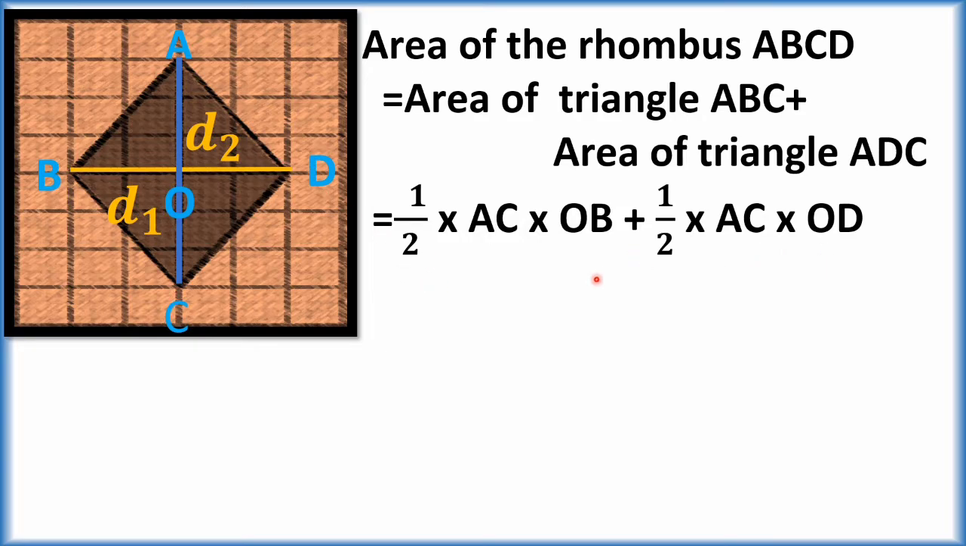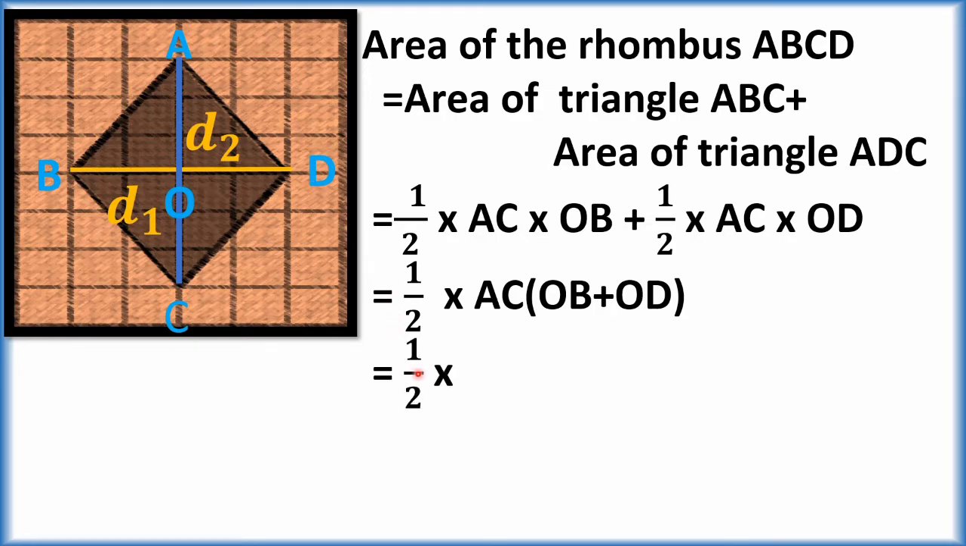See these two terms. Half into AC is common in both the terms. So let us take it outside. OB plus OD. See the diagram. What is OB plus OD? BD. Instead of AC, we substitute D1 and BD as D2.